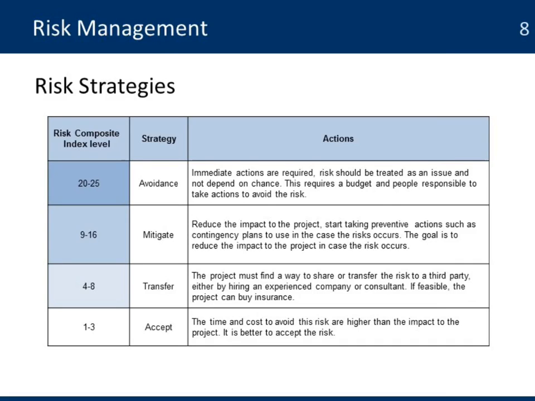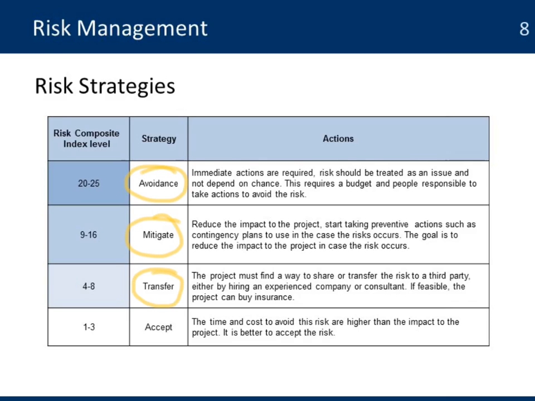The strategy for the first group is called avoidance, where you need to take immediate action. You need to do some work. You need to start. Don't leave it to chance. That means put some budget, put somebody responsible, and try to find ways to avoid the occurrence of that risk. For the second group, you need to mitigate, to reduce the impact on the project. You can take some preventive actions. You can have some contingency plans to help you manage that risk.